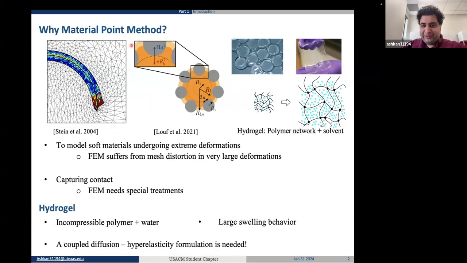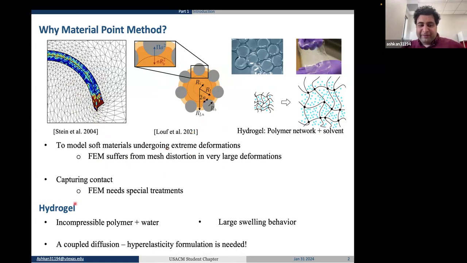We used material point method for our modeling because finite element methods have some issues resolving these challenges. For example, in extreme deformations, they undergo mesh distortion. Or if you want to model some examples like this, which has contacts, you need to impose some constraints, which makes it hard, and you need a lot of treatments.